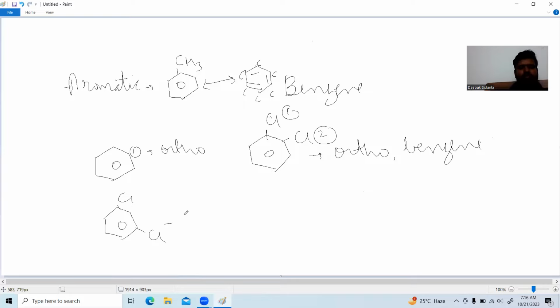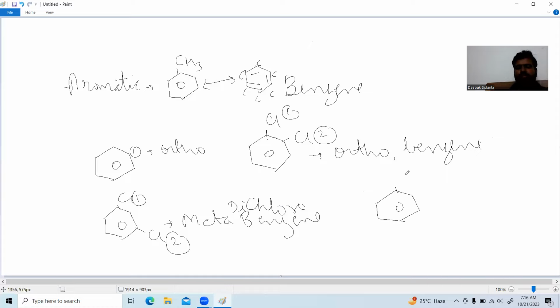It is the position known as meta. First position is this, and second position is this, meta dichlorobenzene. There are 2 chloro groups present. Then another position is first and fourth. This is the fourth position. This will be para dichlorobenzene.